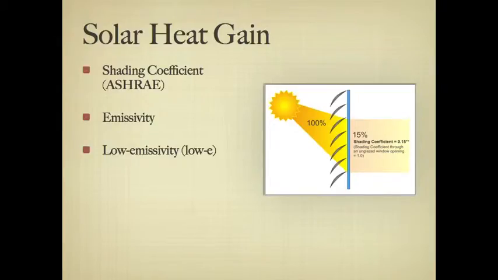Emissivity is the counterpart of reflectivity. If a material has a high reflectivity, then it has a low emissivity. Low emissivity, or low E, materials allow the visible spectrum of light through while reflecting back a large portion of the thermal radiation.